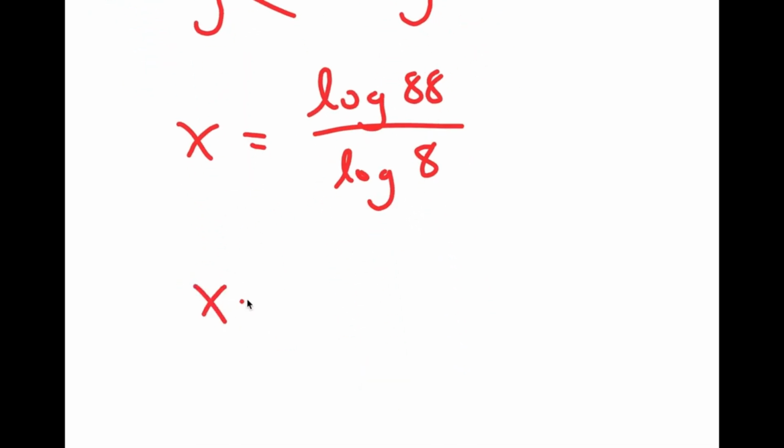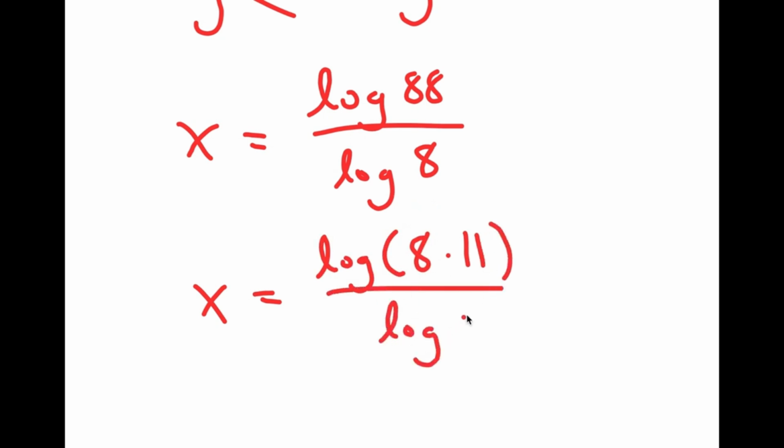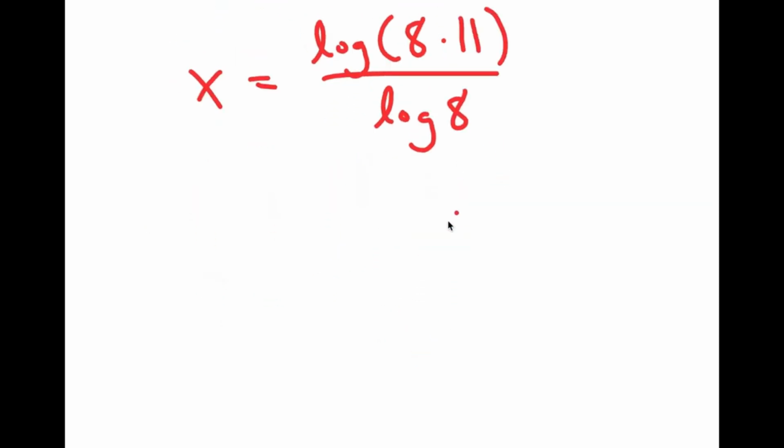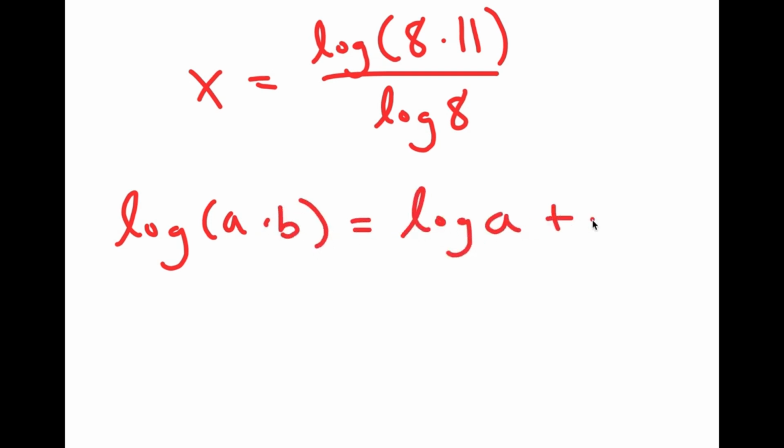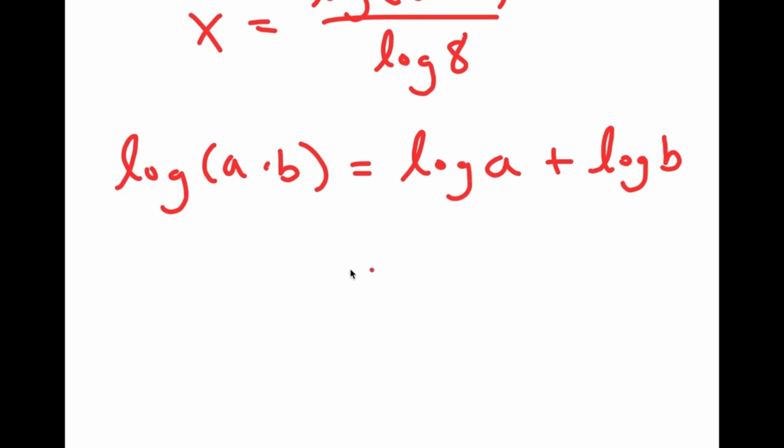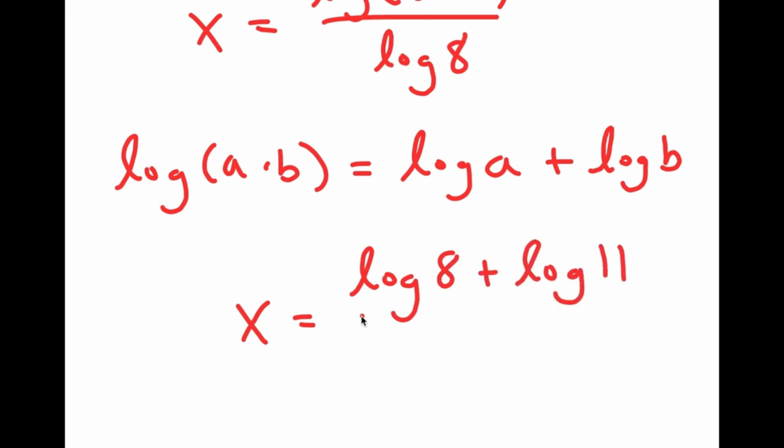Now log 88, I can rewrite this as log of 8 times 11. So I have log of 8 times 11 over log 8. And now another property of logarithms is that if I have something in the form log of a times b, this is equal to log a plus log b. So log of 8 times 11 is going to equal log of 8 plus log of 11, and I have this over log of 8.